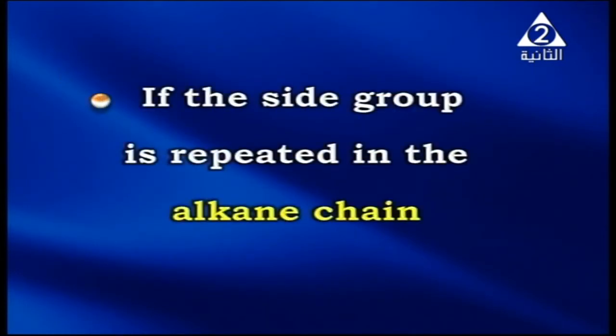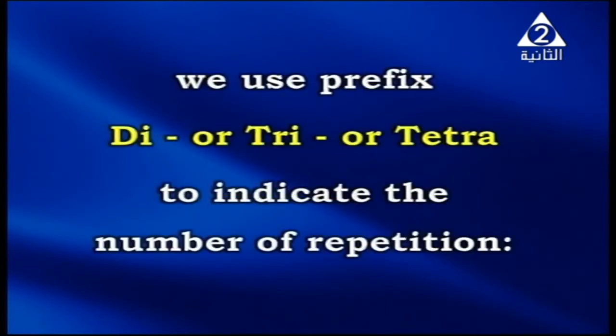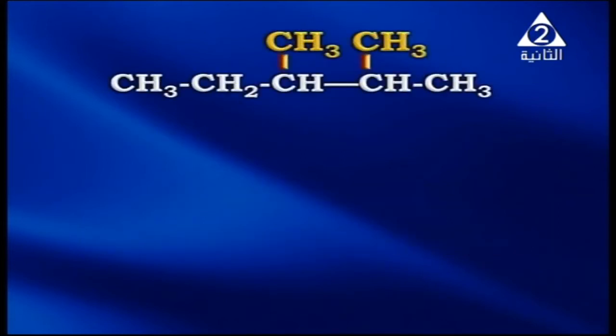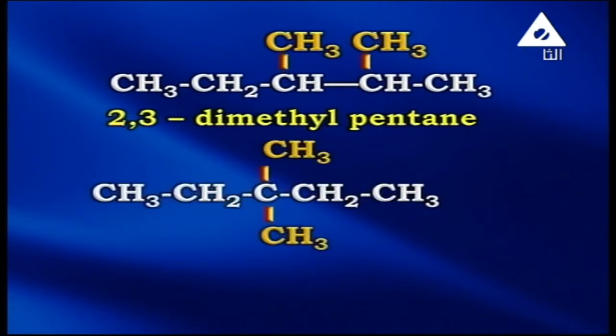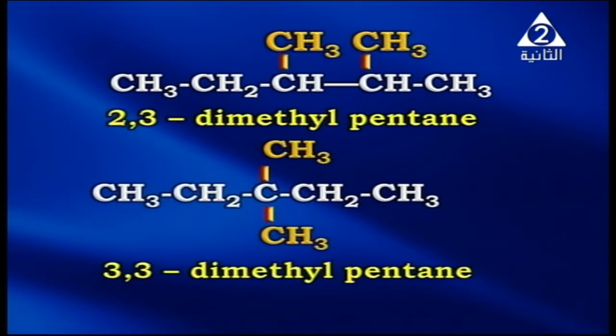If the side group is repeated in the alkane chain, we use the prefix di, tri or tetra to indicate the number of repetitions. As shown on the screen, its name will be 2,3-dimethylpentane. Another example here, as shown on the screen, it will be 3,3-dimethylpentane.